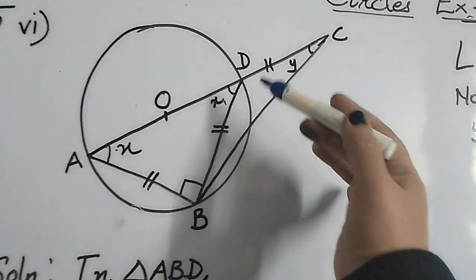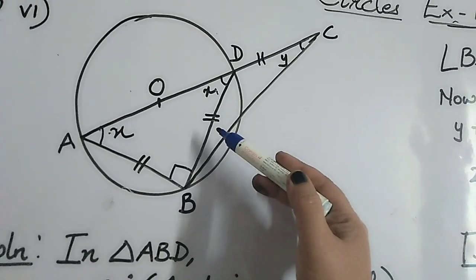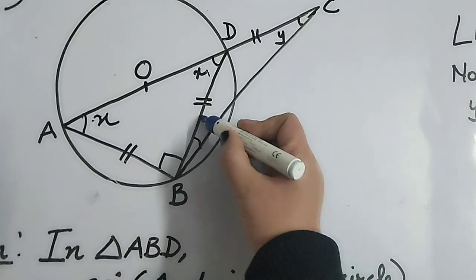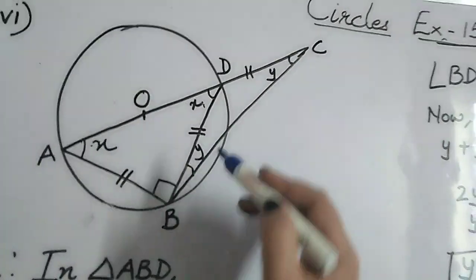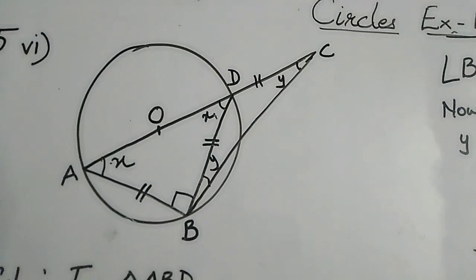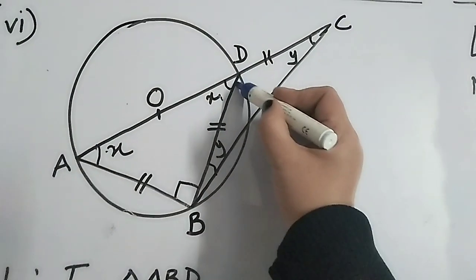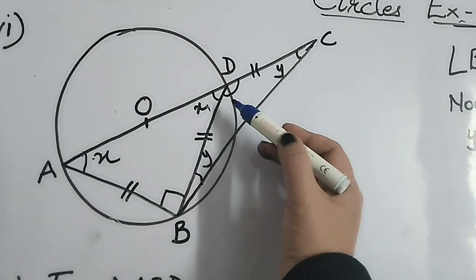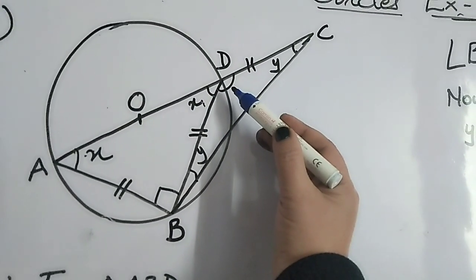Now coming to this triangle, children, BDC, two sides are equal. So this is y, so this will also be y. Yes or no? Yes, because in an isosceles triangle the angles are equal. This you have learned in class 7. If two sides are equal, the angles opposite them are equal. Now, how will you find this angle? This angle will be 180 minus x. Yes or no? Yes, linear pair. So, x was 45, so this becomes 135.